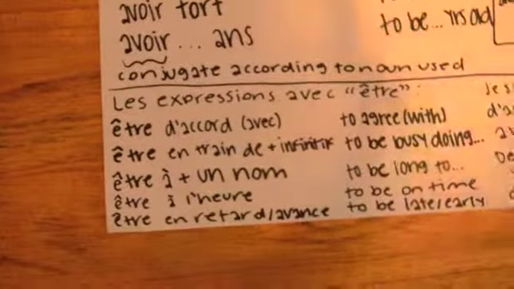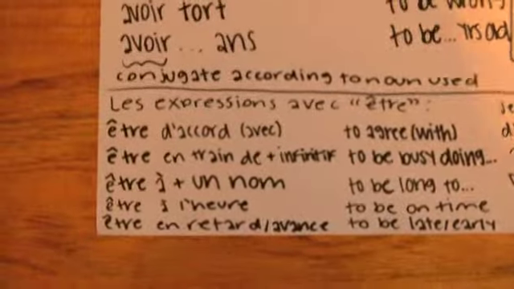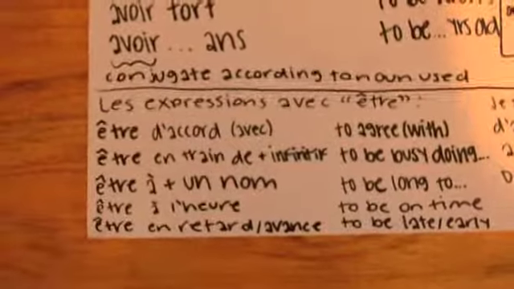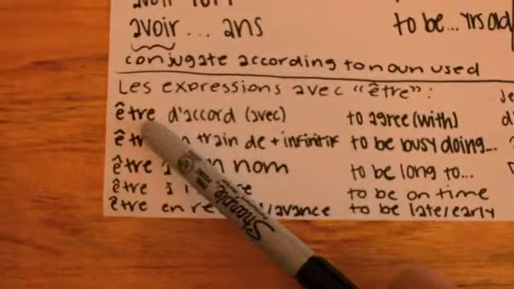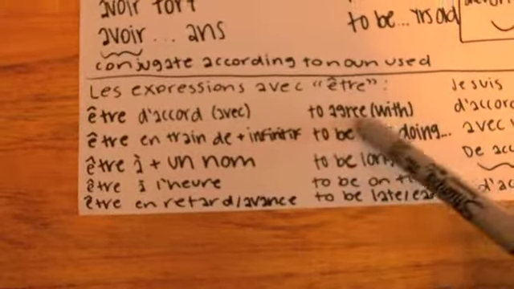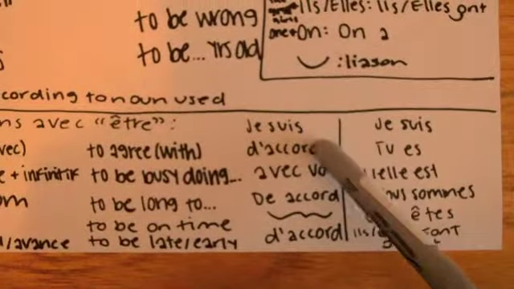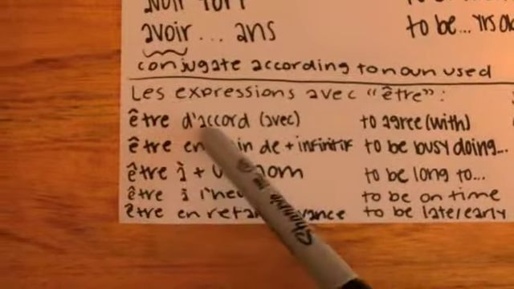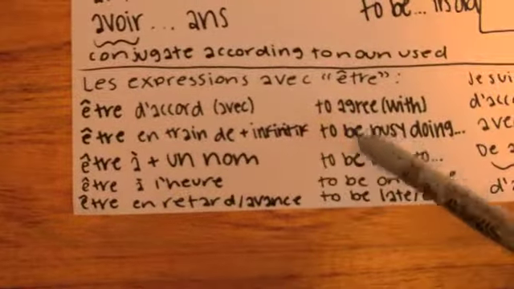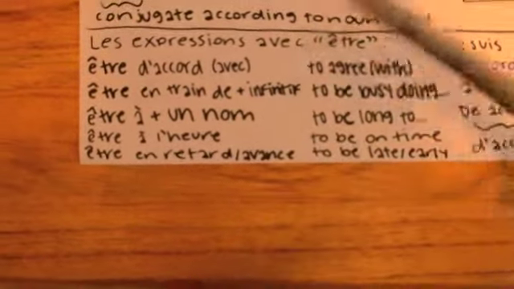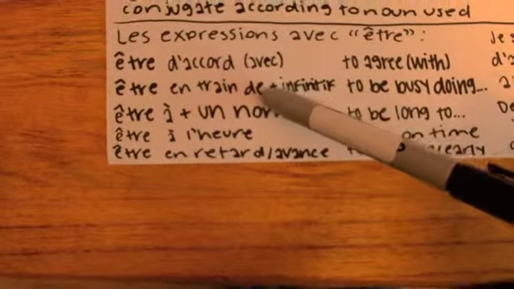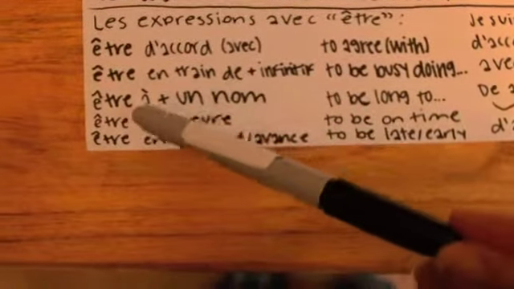Now, we're going to move down here, and we're going to switch gears just a little bit. These are expressions that are used with être. Être, as you know, means to be. So, these are also idioms, so they're not going to be literally translated. Être d'accord avec will mean to agree with. For example, je suis d'accord avec vous. Être en train de plus an infinitive is to be busy doing. So, if I say je suis en train de, and I wanted to say étudier, I would knock off the E from the de, put an apostrophe, and have je suis en train d'étudier.